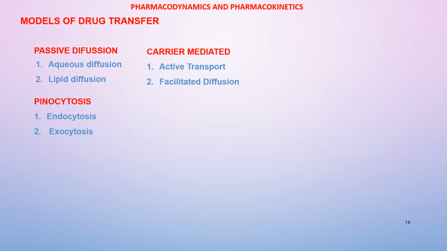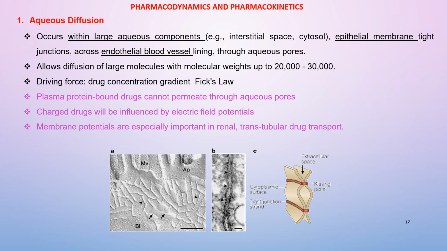The drug permeation into the cell can occur in different ways. It could be by passive diffusion, by carrier methods, or by pinocytosis. Aqueous diffusion. This is a passive method of diffusion that occurs within interstitial space, epithelial tight junctions, and across endothelial blood vessel linings through aqueous pores. It is based on Fick's law.